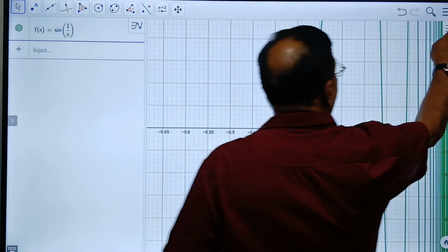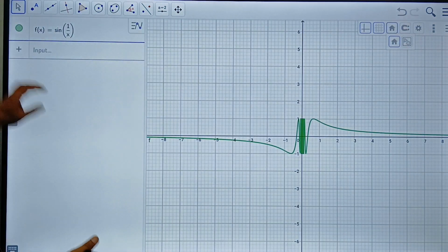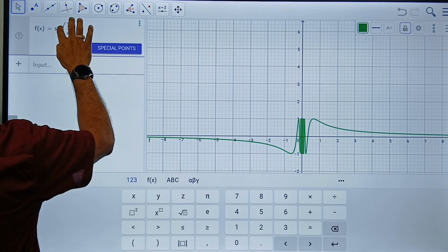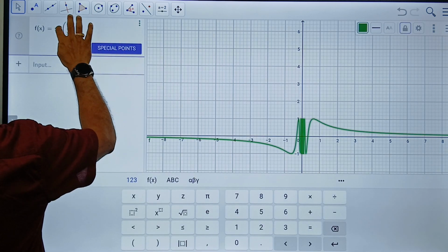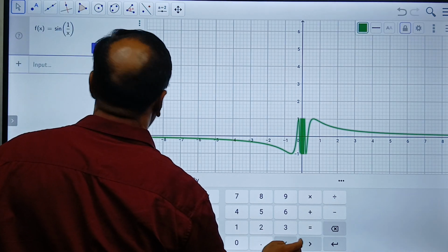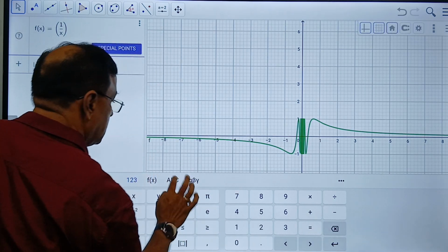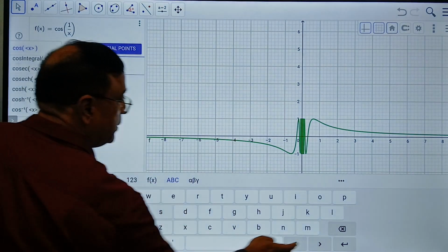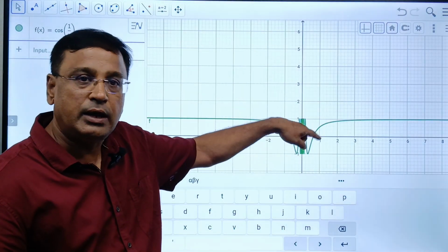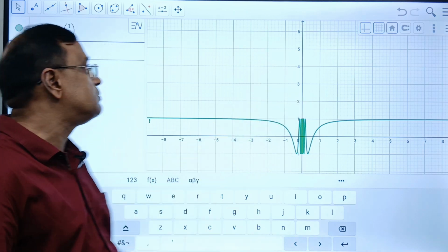Just a second, I'll go back to this. Now see here we talked about sine, right? So instead of sine I'll put cos, just to make you understand the difference. It will be exactly the same. Cos 1 by x will keep on oscillating between +1 and -1.